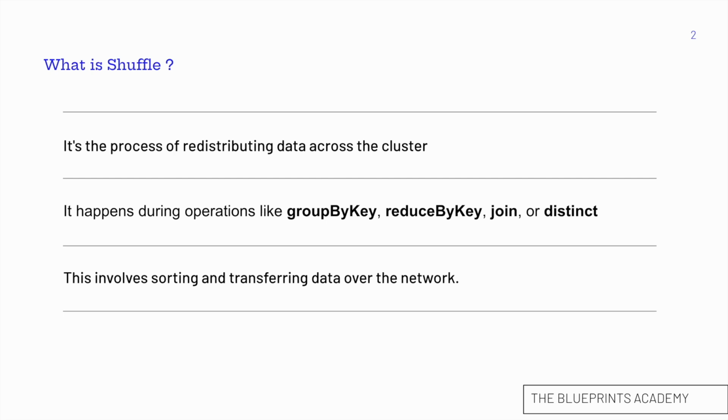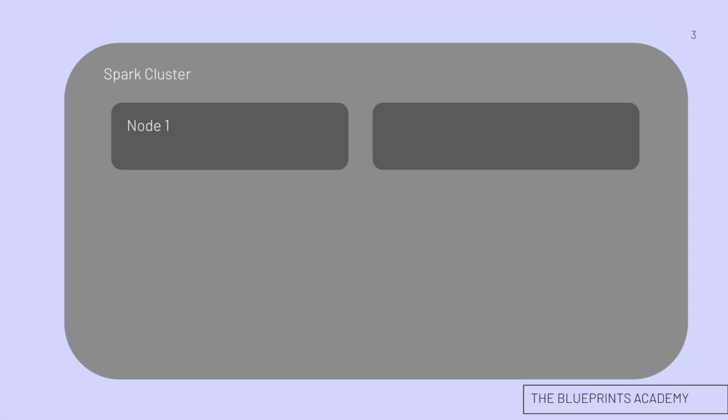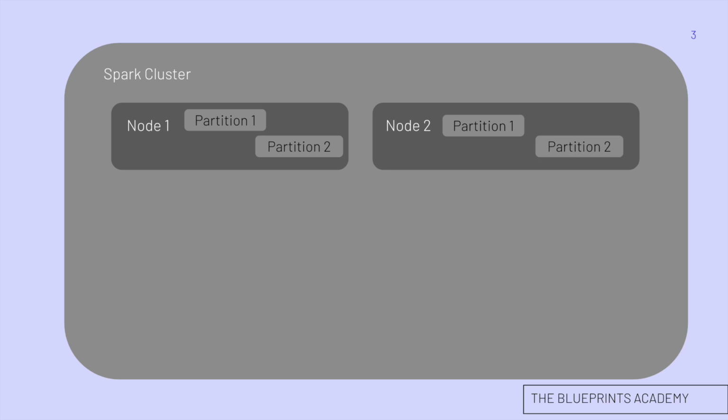We're going to discuss how shuffle works with a very small simulation. So this is a Spark cluster, let's say, with two nodes, node 1 and node 2, and 4 partitions: partition 1, partition 2, and actually on node 2, it's going to be partition 3 and partition 4. But I think for the simulation, it's fine. So we have 2 nodes and 4 partitions.